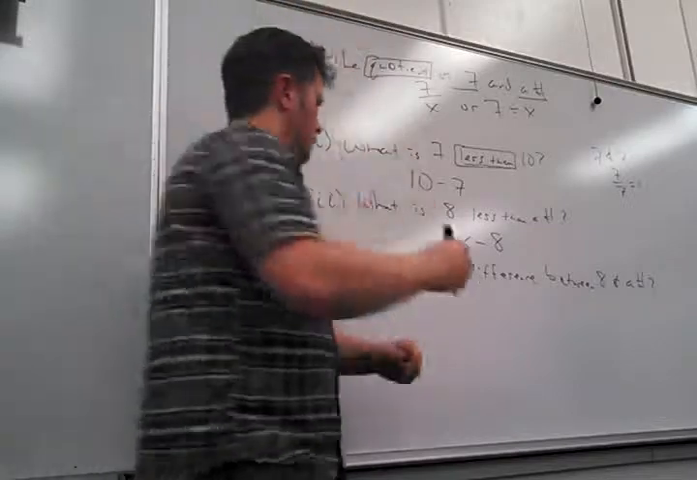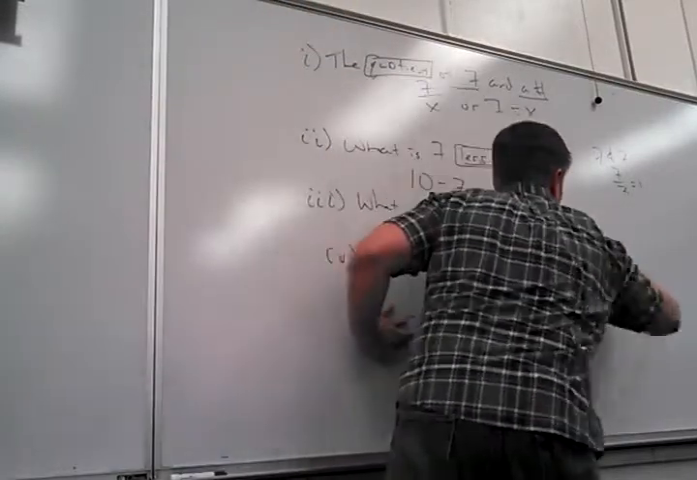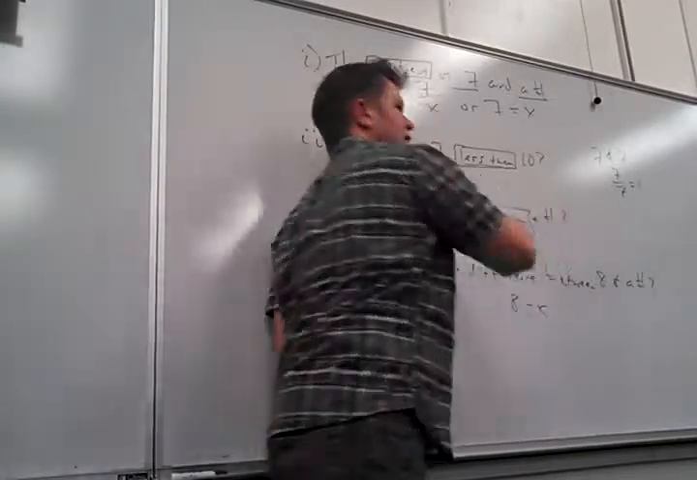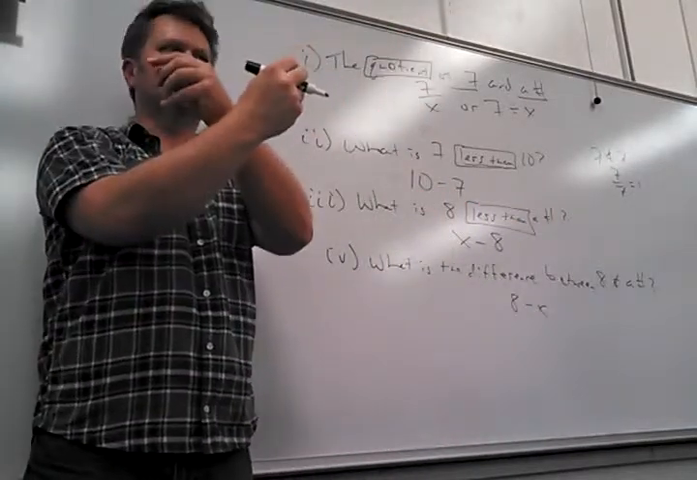That would just be 8 minus x. It's exactly the order they gave you. It's only this phrase, only "less than," that's the one that turns it around. Got to be careful.